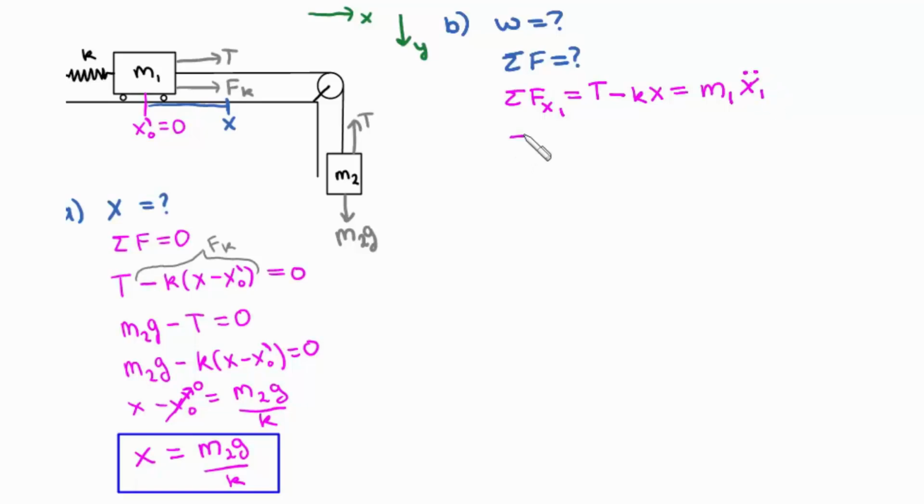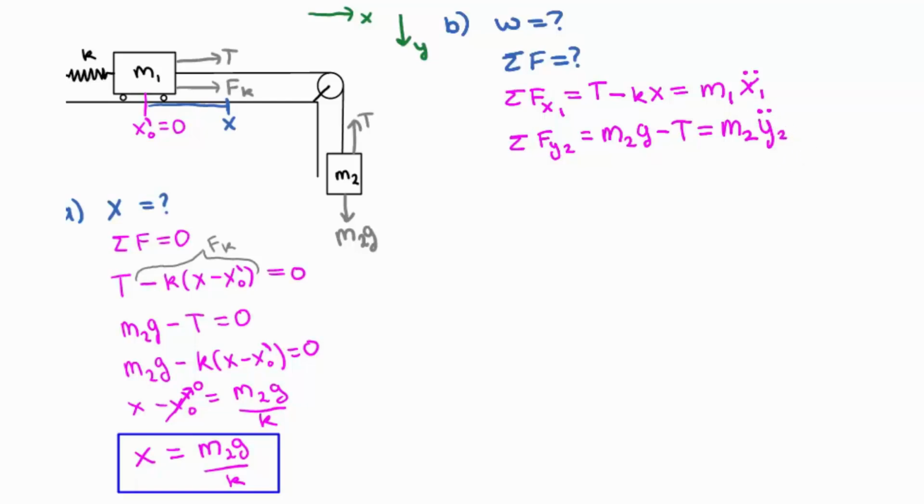Now the sum of all of the forces on my second body, in the y direction, is m2g minus T, because the positive y direction is going downwards, and this is going to be equal to m2, and because its acceleration is on the y-axis, multiplied by y double dot.